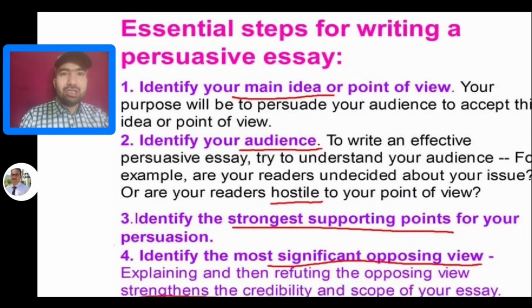Yes, essential steps for writing a persuasive essay. Number 1, identify your main idea or point of view. Your purpose will be to persuade your audience to accept this idea or point of view.